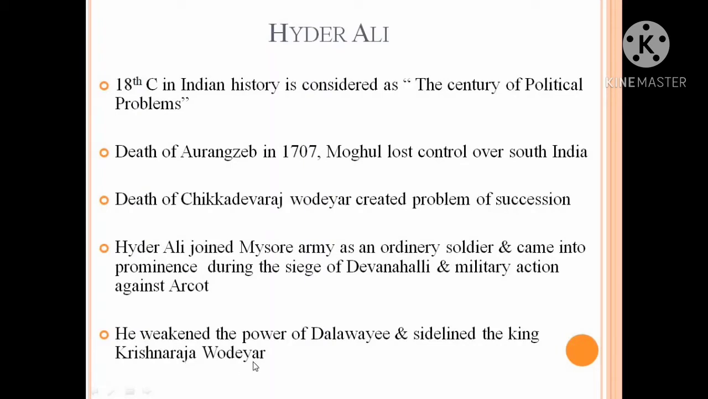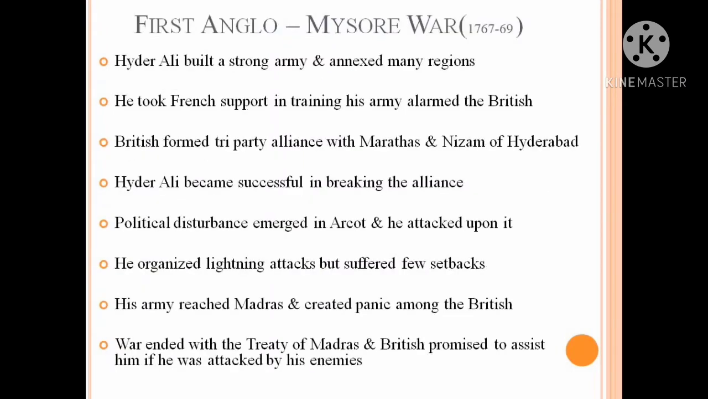So there the weak ruler Krishnaraja Wadeyar and the Dalwais were ruling. At that time, he used that weakness and he came to power. So like this, Mysore came under the control of Hyder Ali. Next, what happened here? Hyder Ali rose to power.